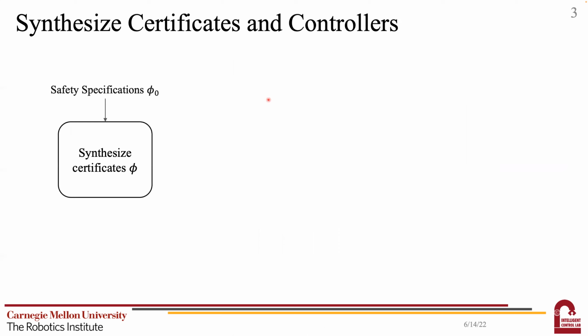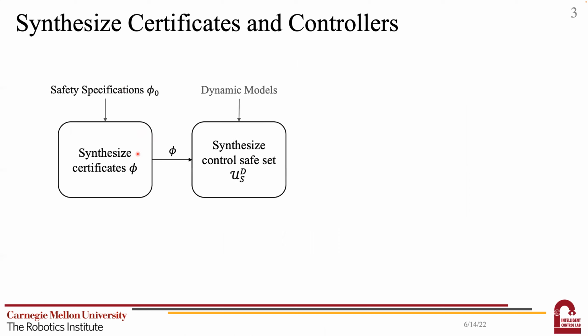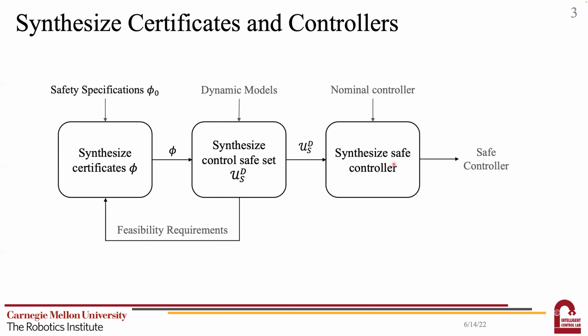After we have the safety certificates, we can use them to synthesize safe controllers. First, we have safety specifications. For example, the robot should always keep a safe distance from humans. We can use it to synthesize a safety certificate. And if we have the dynamics model, we can easily obtain the control safe set. The control safe set should satisfy the feasibility requirements that dissipate the system energy. After that, if we also have a nominal controller, we can use it to synthesize the safe controller.